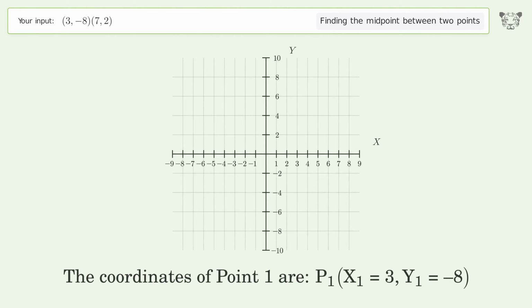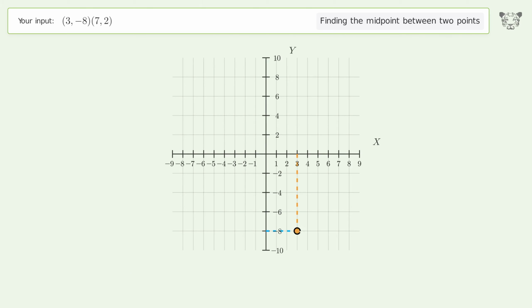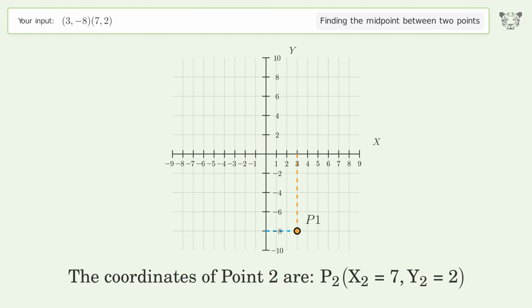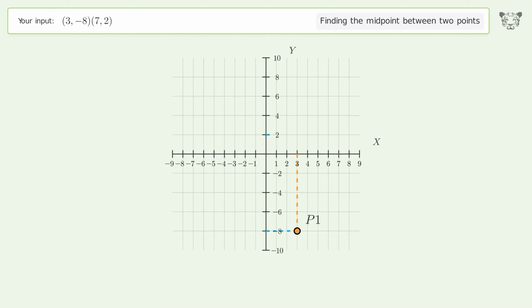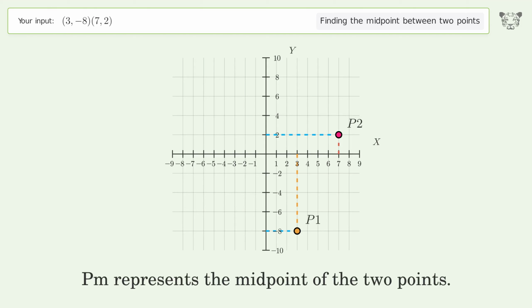The coordinates of point 1 are x1 equals 3, y1 equals -8. The coordinates of point 2 are x2 equals 7, y2 equals 2. PM represents the midpoint of the 2 points.